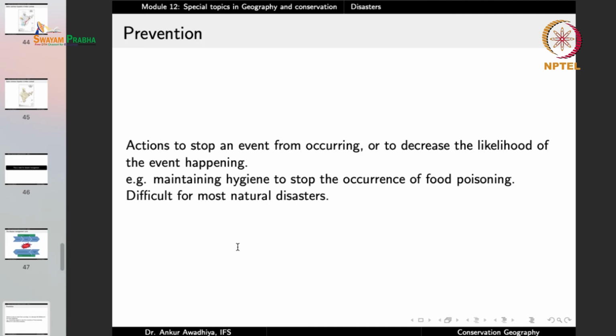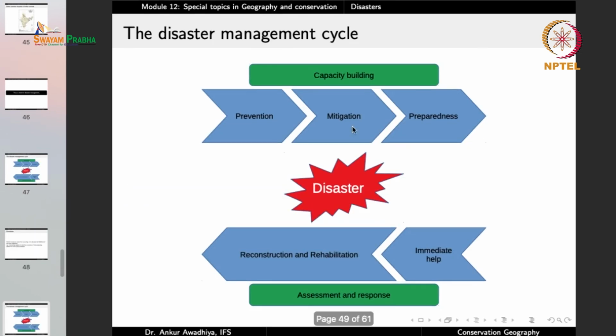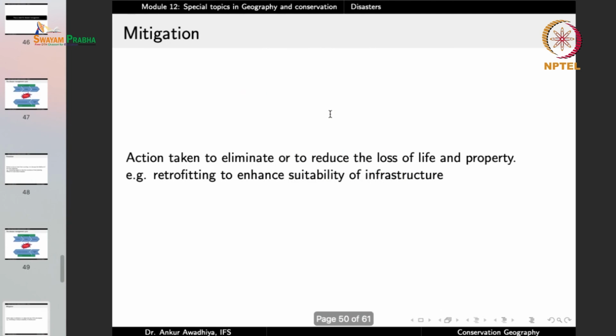Prevention is actions to stop an event from occurring or to decrease the likelihood of the event happening, such as maintaining hygiene to stop the occurrence of food poisoning. So that is prevention. You are trying to prevent the hazard. But in most of the natural disasters, it is very difficult because we do not have much control over their occurrence.